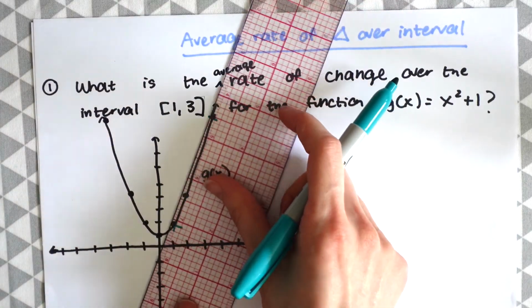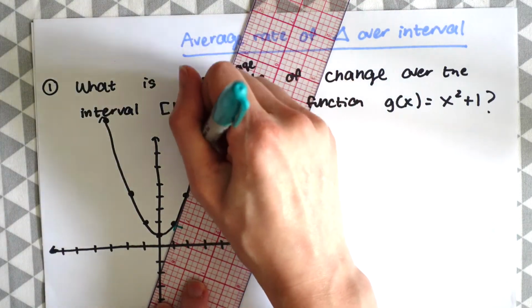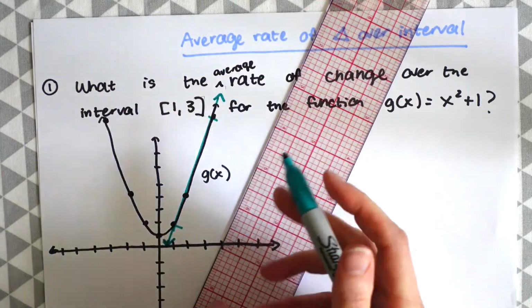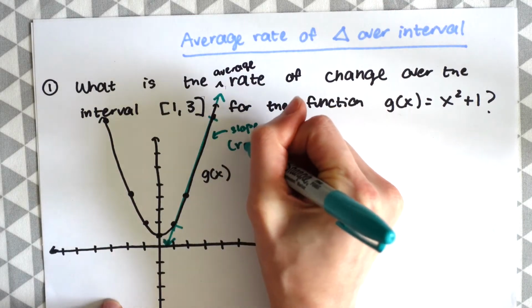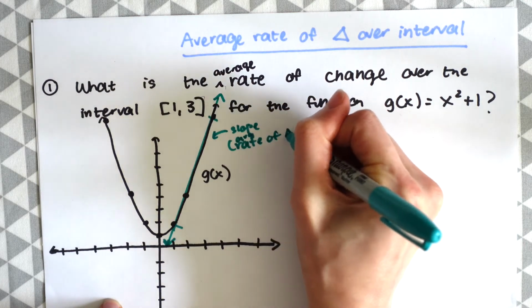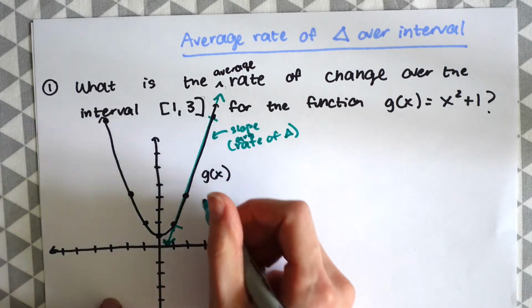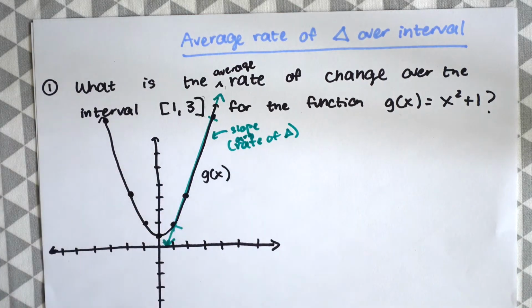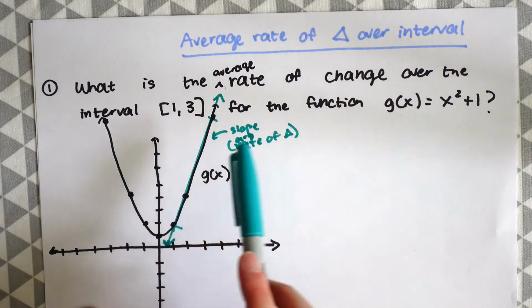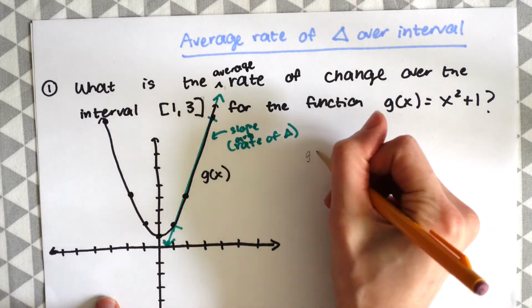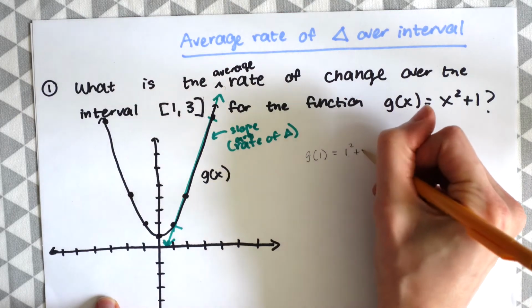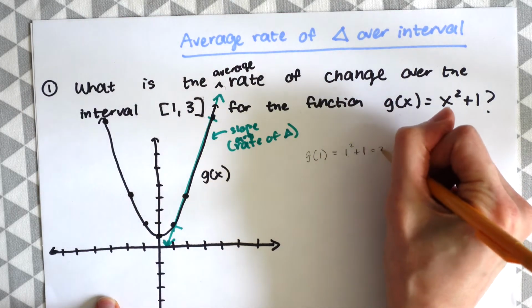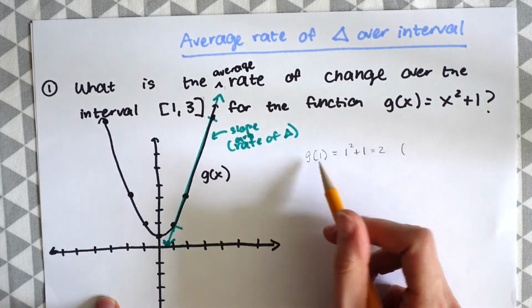So it's like we're finding the slope between these 2 points only. So we're given all of g of x, but we only want to find the slope, or rate of change, average rate of change, between these 2 points at x equals 3 and at x equals 1. So to do that, we're just going to find the values of our function at x equals 1 and x equals 3. So let's find the value of g of 1. We're just going to plug in 1 for x squared plus 1, which will just give us 1 plus 1, which is 2. So we get this coordinate point here: 1, 2.